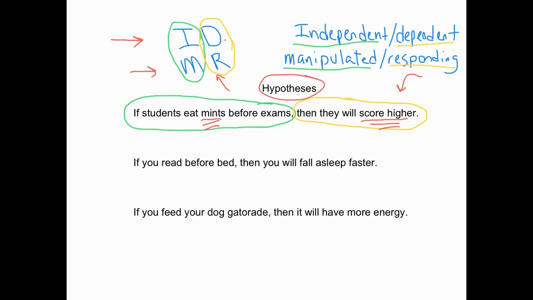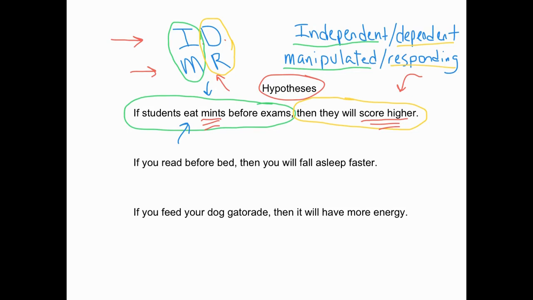How high the students score, that's the dependent or responding variable. Now, what are some controlled variables between these two groups? Because we're going to have two groups of students. Some students are going to get mints to eat before they take the test, and some students are not. Well, the most obvious controlled variable is that the students that get mints and the students that don't get mints have to be pretty equal when it comes to how smart they are and how much they study.